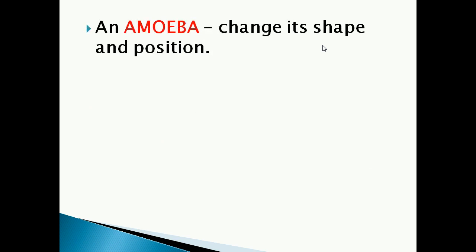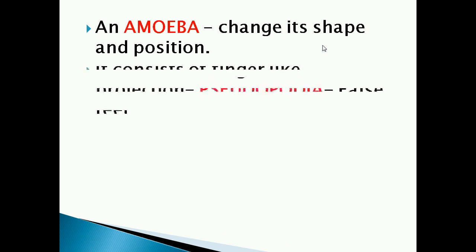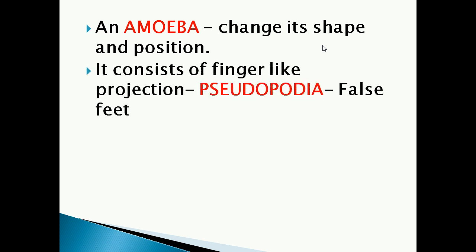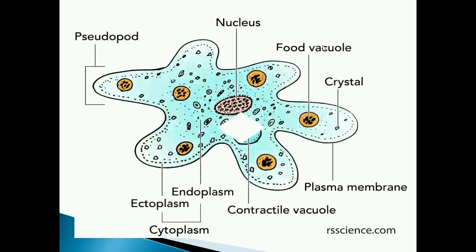And amoeba can change its shape and position constantly. So it gives out finger-like projections called pseudopodia. The other name for pseudopodia is false feet. So this is about the structure of amoeba. Now we can see the diagram of amoeba. You can see here the diagram of amoeba. Amoeba consists of a nucleus, food vacuoles, crystals, cytoplasm, and the finger-like projections called pseudopodia.